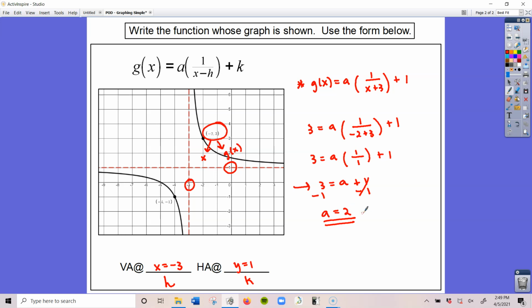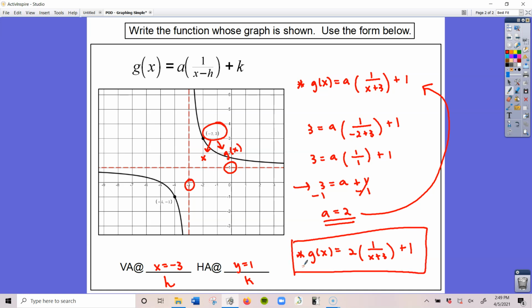Now that I know a, I can go back to my equation here and plug it in. So my final answer is g of x is equal to 2 parentheses 1 over x plus 3, plus 1. And that would be the equation for that rational function.